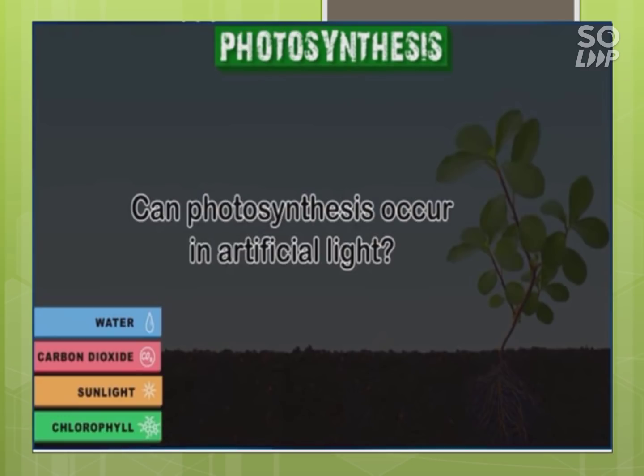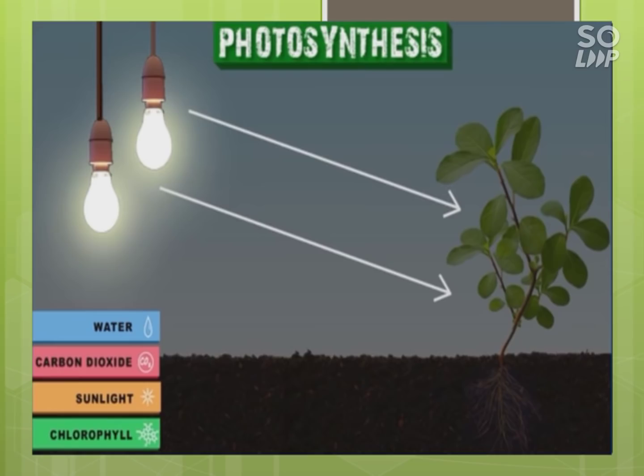But here is a thought to ponder upon. Do you think a plant will continue the process of photosynthesis in the presence of artificial light, say like a tube light or a bulb? Think about it. The answer is yes. Let me tell you, the plant will grow and perform photosynthesis even in artificial light. Isn't it shocking?